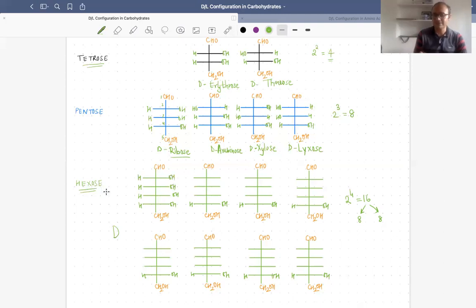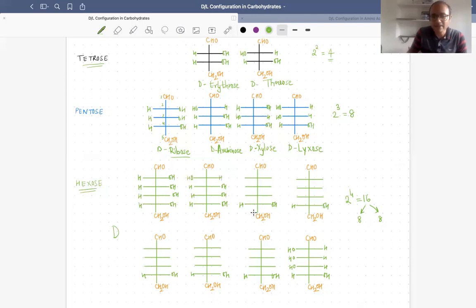Okay, perfectly fine. And the other extreme would be all three having OH on the left side. That means these are all H. Perfectly fine. Now, let us do the same way as we did for the pentose sugar. So what you do, keep these two constant. Change the upper one. So it would become OH, H.